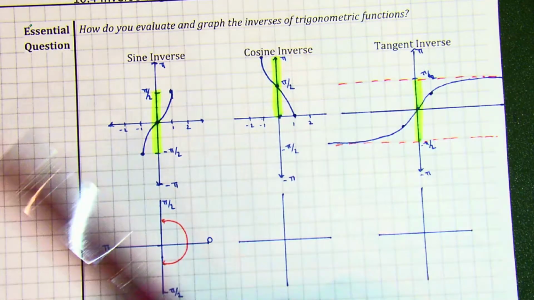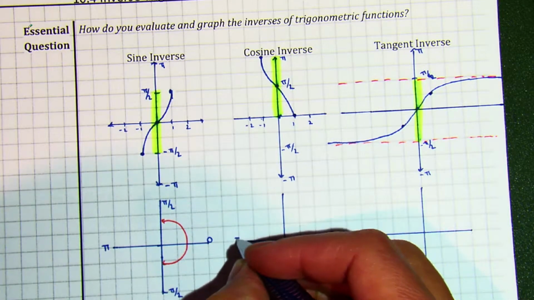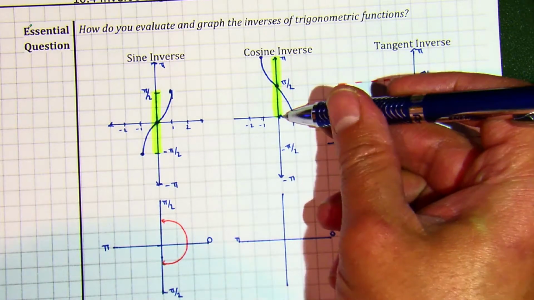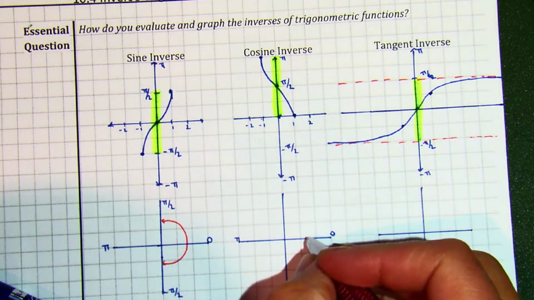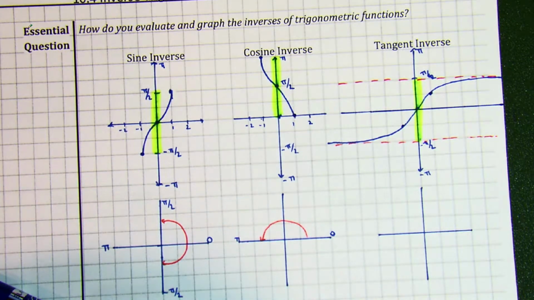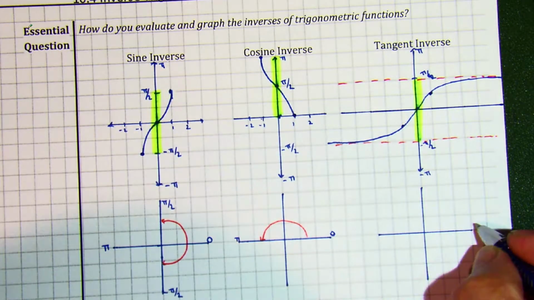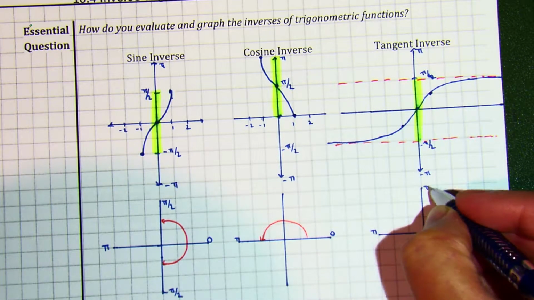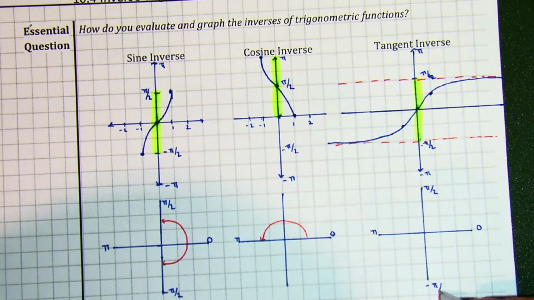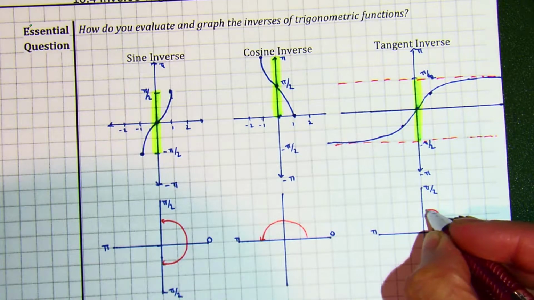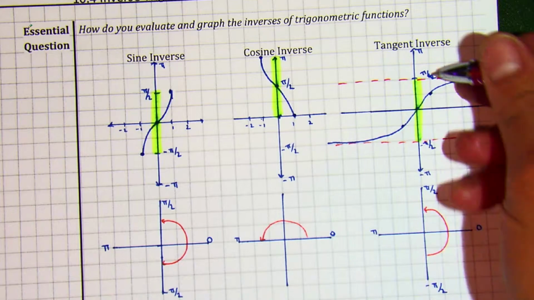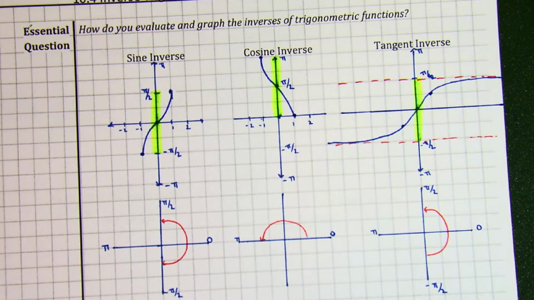For cosine, this is 0, this is pi. Cosine will be restricted from 0 to pi. And our tangent will be restricted from negative pi over 2 to pi over 2. So this is 0, this is pi, this is pi over 2, and negative pi over 2 is down here. And that'll be from negative pi over 2 to positive pi over 2. And notice that it's not going to include either value because of the asymptotes. Before it was undefined, right? The tangent of pi over 2 is undefined.